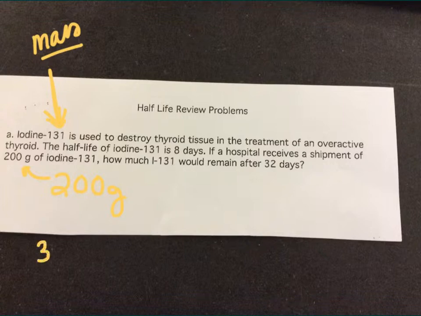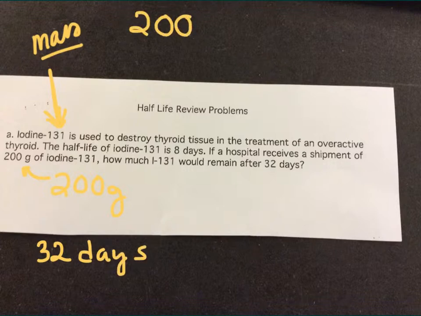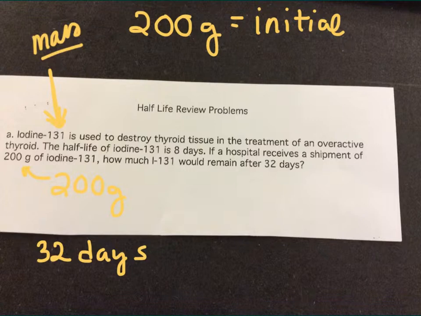So 32 days is our elapsed time, right? 200 grams is our initial sample. All I've done so far is gone through the question and found what data they've given me, right? Evaluated for data. Okay.